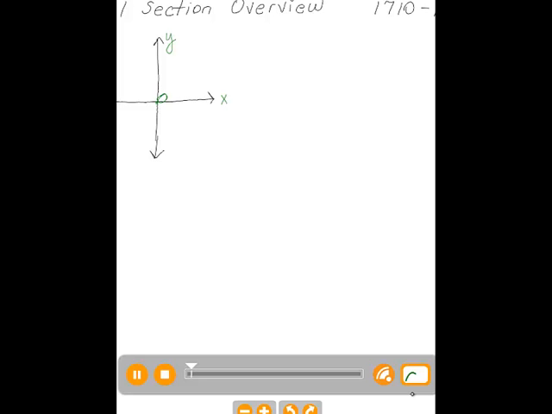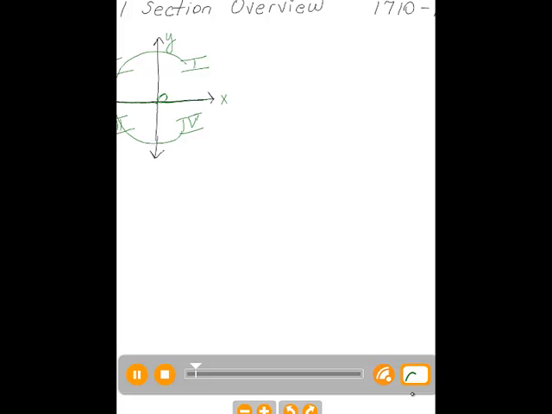And we're going to plot points, and we're going to identify which quadrant they lie in, or if they lie on one of these axes. The quadrants are numbered if you draw a C for coordinate plane or Cartesian plane in that order, 1, 2, 3, 4 as you go around.